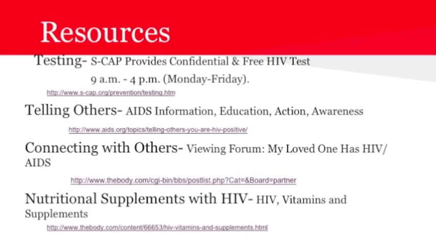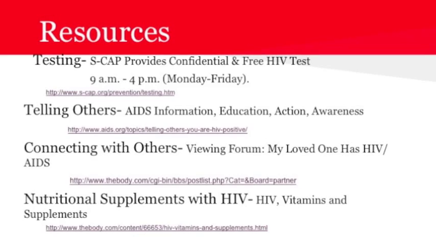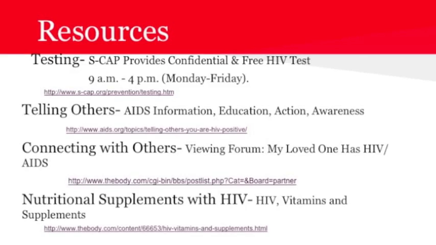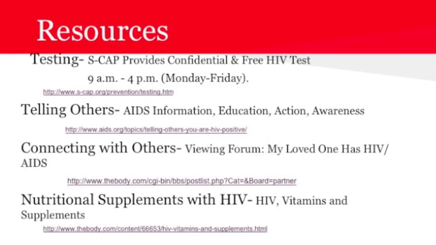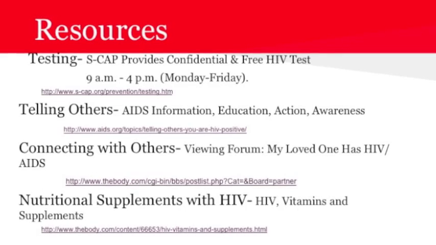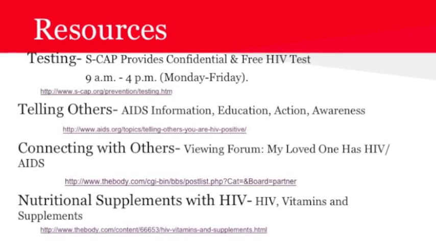We wanted to provide additional information. We mentioned the importance of testing, and the website provided gives information on the Southern Colorado AIDS Project, their address, and phone number. They provide testing from 9 a.m. to 4 p.m. Monday through Friday, as well as special occasions.